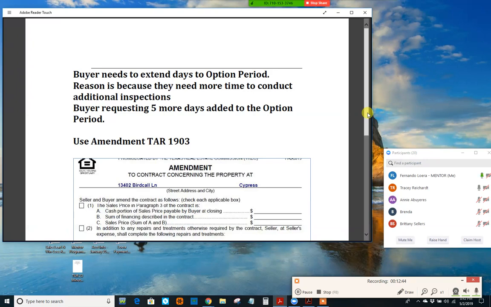So the buyer needs to extend the days of the option period. The reason could be that they need additional inspections. It's been raining for 2 or 3 days, for example, and the roofer hasn't been able to go up there. My understanding is that roofers, if it's a 40% chance of rain, will not go up on the roof. That's what I've heard before. So anyway, you need more days, and the buyer is requesting about 5 more days added to the option period.